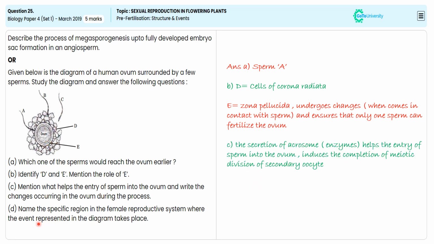In the last sub question, they are directing us to specify the region of the female reproductive system where the sperm is facilitating this event in the ovum. For this, we are specifying the ampullary-isthmic junction of the fallopian tube. For this illustration, we are getting 1 mark. In this way, we are satisfying the overall 5-mark demand of the second optional subjective question.